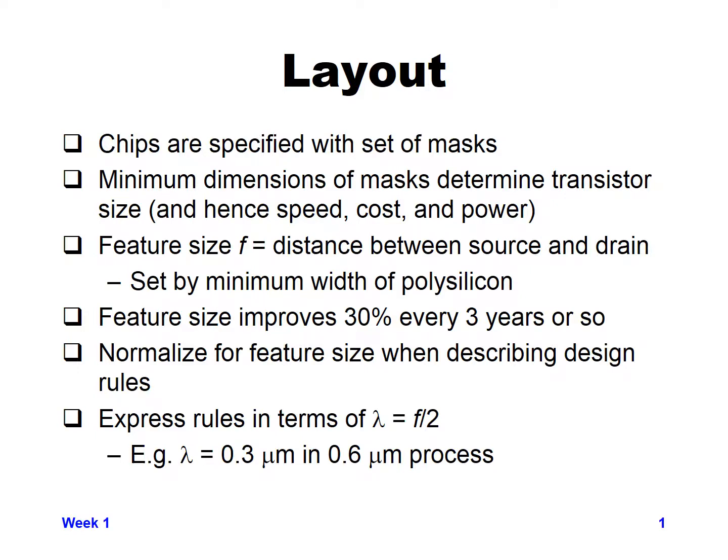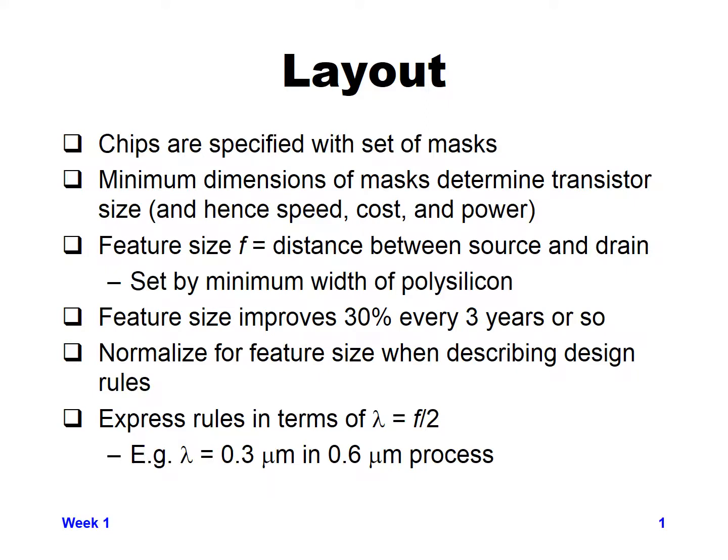So the feature size for a transistor, or the minimum feature size for a transistor, F, is the distance between the source and the drain. So it's the length of the gate of the transistor. And this is set by the minimum dimension or width that you can draw a piece of polysilicon on a given process technology. So generally the feature size improves currently about every 30%, every 3 years or so. It will reduce by about that much.